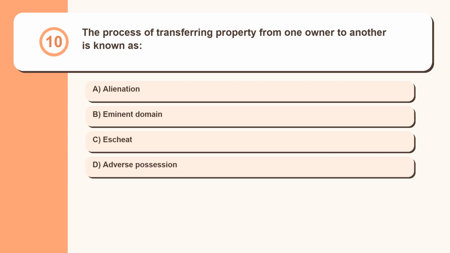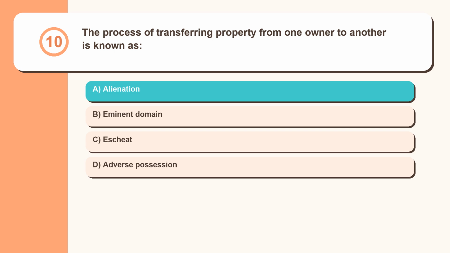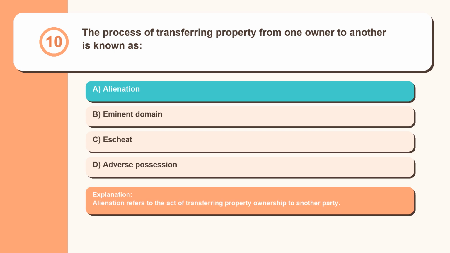Question 10. The process of transferring property from one owner to another is known as: alienation, eminent domain, escheat, adverse possession. Alienation refers to the act of transferring property ownership to another party.